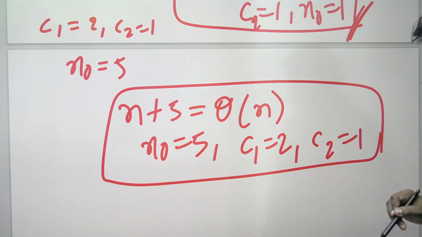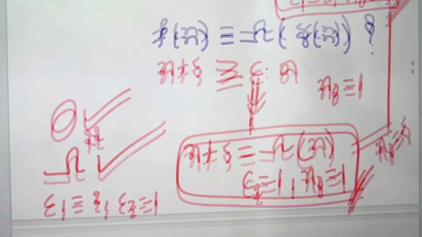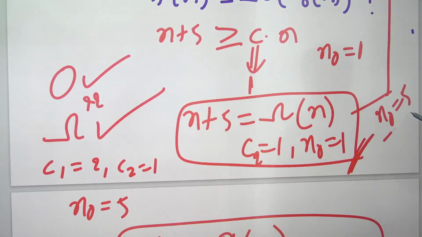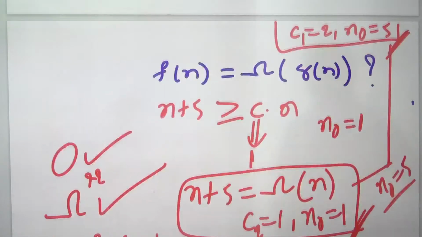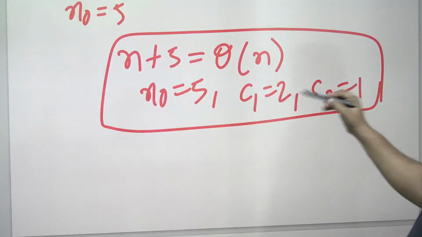So big O is possible, omega is possible, theta is possible. Big O possible from where? 5. Omega possible from where? 1. Both possible from where? 5. For which constant big O? 2. For which constant omega? 1. So C1 is equal to 2.